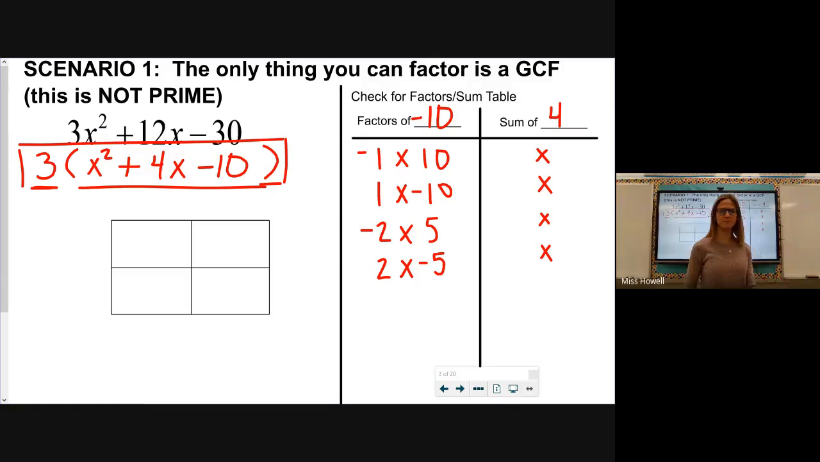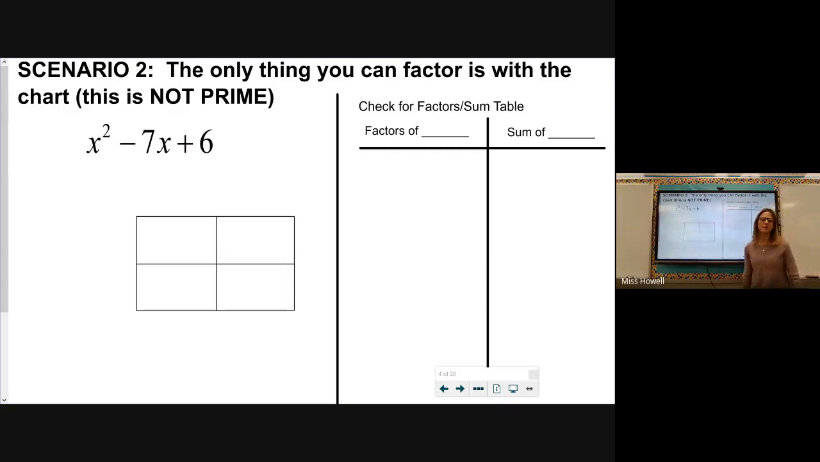Scenario number 2. We have a quadratic trinomial here again, so I have to look for both GCF factors and my chart factors. This scenario is slightly different from scenario number 1 because x squared minus 7x plus 6 doesn't have a GCF. So I'm going to go straight to seeing if I can factor with the chart. If I can, it's not prime. If I can't, then I'd be completely stuck. I wouldn't be able to do any factoring, and that's when we would call it prime.